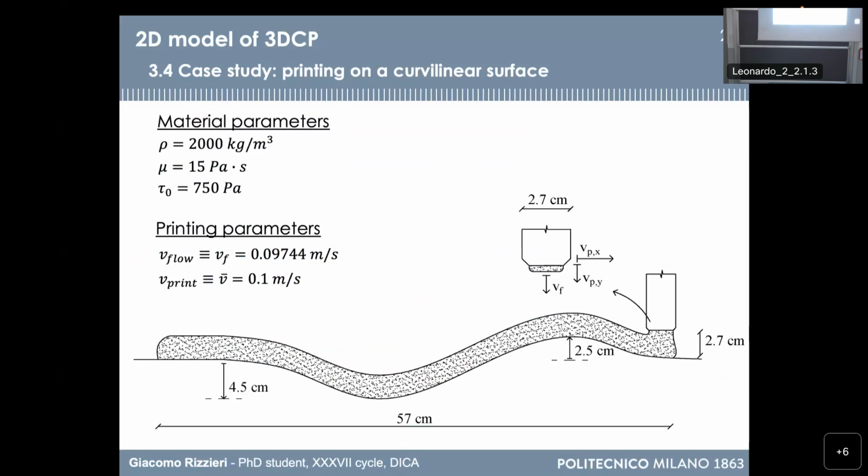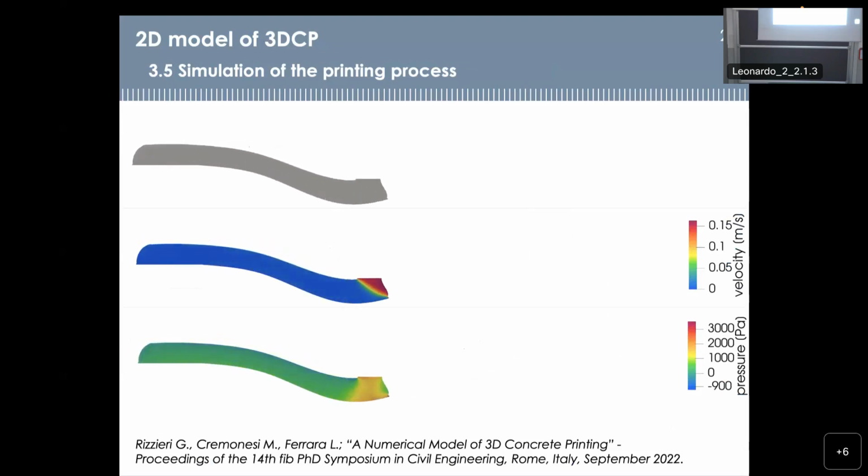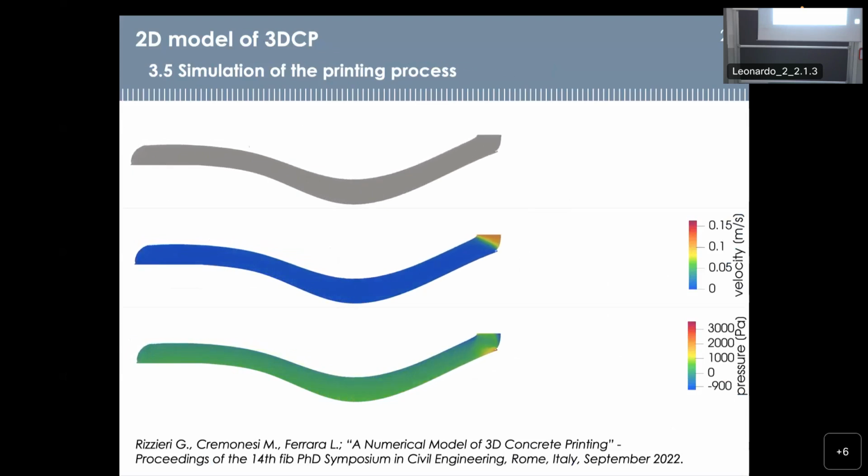Okay, now, this comes back to what I was telling you before, the fact that we can have multiple components for the translation velocity. So in this case, if we print on a curvilinear surface, the nozzle will be translating both in the horizontal and vertical direction. And both these components are changing their intensity, their modulus, in time. So this case can be easily treated with the formulation I presented to you, because we are able to simulate also printing over curvilinear paths.